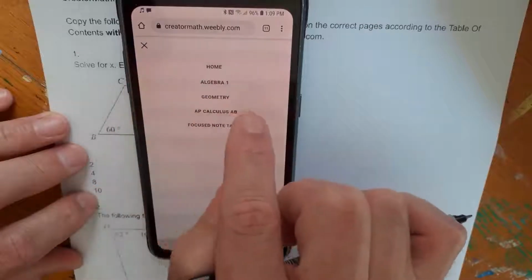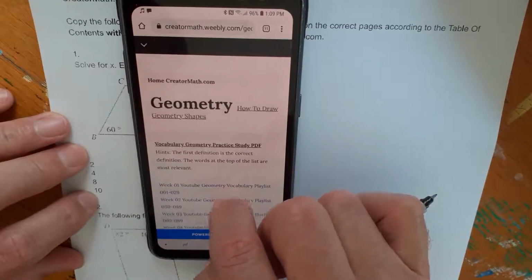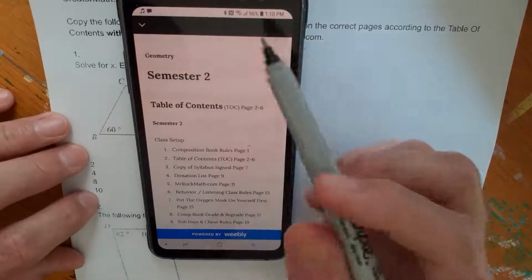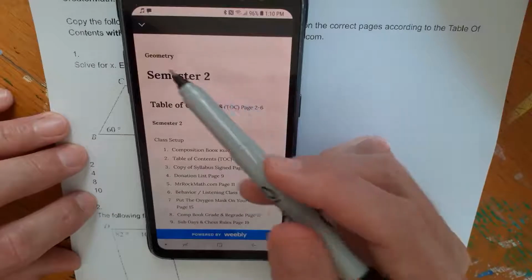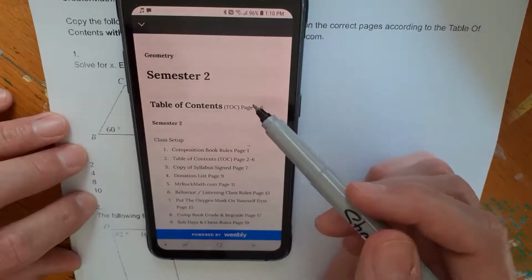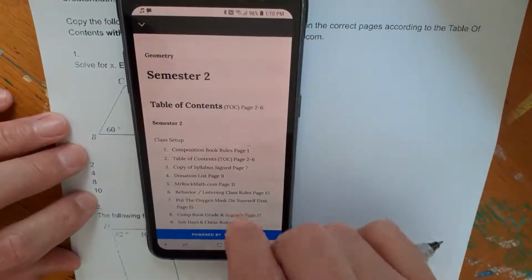We're going to go to geometry. All the notes are under the tab for that class. We're going to pass by the vocabulary. You can use that for your vocabulary assignments, but we want to find the table of contents. The table of contents says geometry, semester 2, table of contents. By this time in the semester, you should definitely have this written into pages 2 through 6 of your composition book.